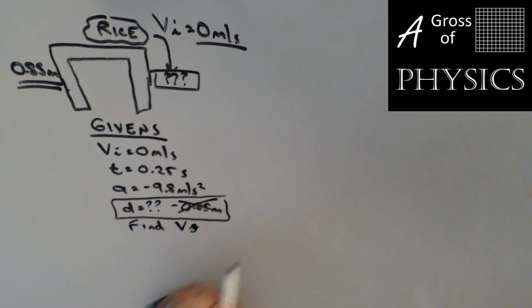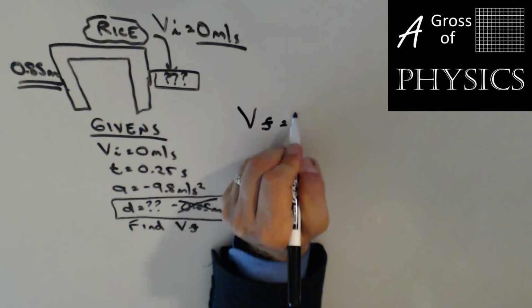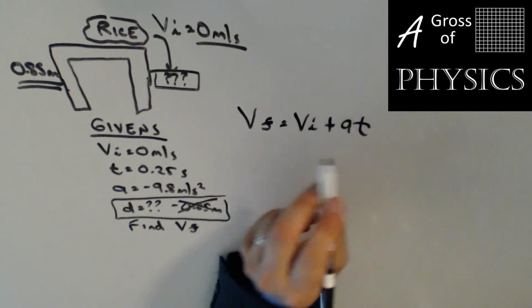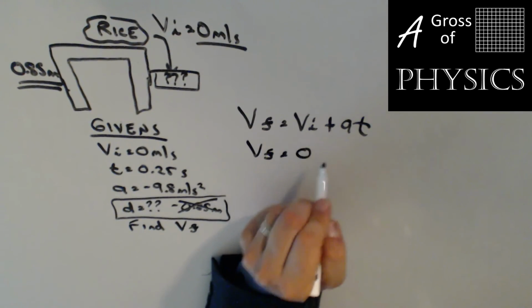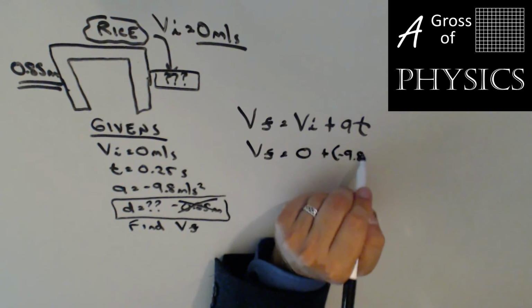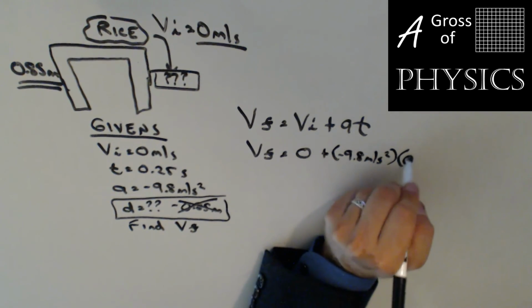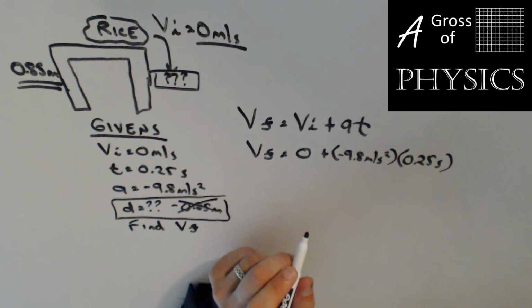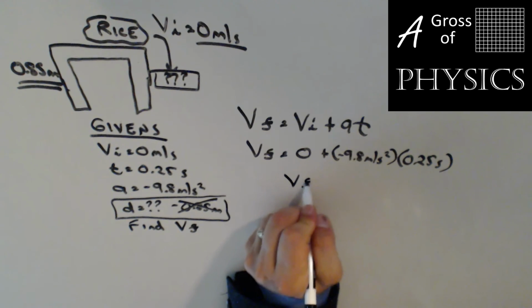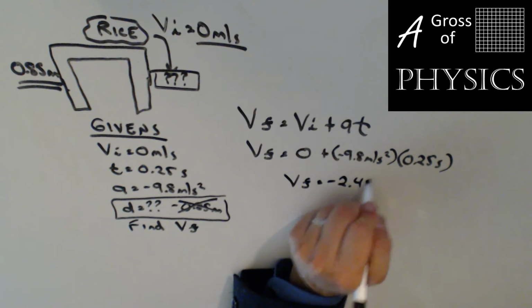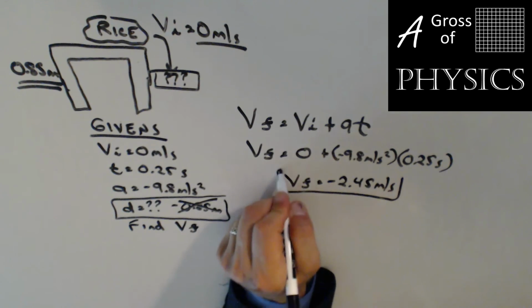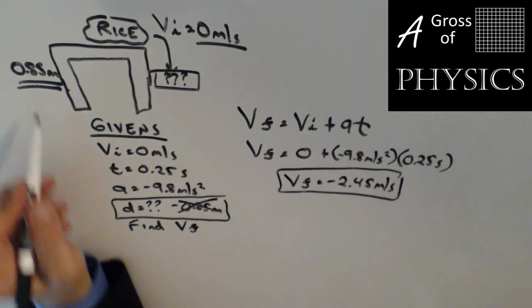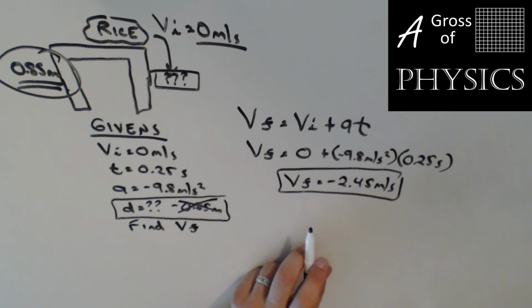And if we look at this, it boils down to a strict VF equals VI plus AT. VF is unknown. VI is 0, negative 9.8 meters per second squared, times 0.25 seconds. So all you have to do is do 9.8 times 0.25, and you get VF to be negative 2.45 meters per second. So watch out for problems that have extra information. In this case, the height of the table was extraneous.